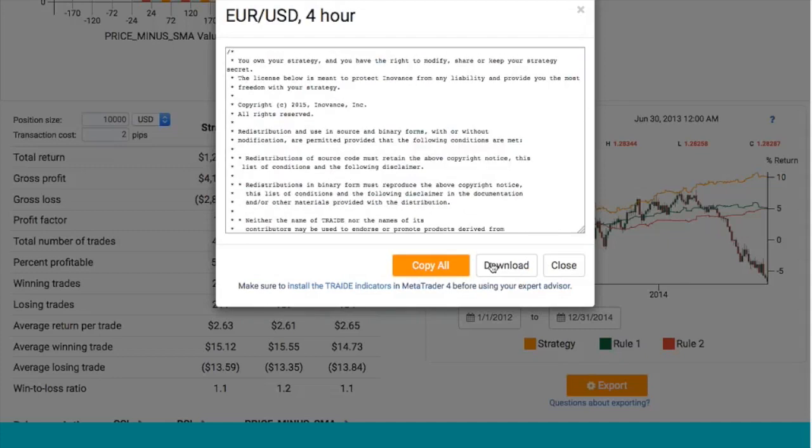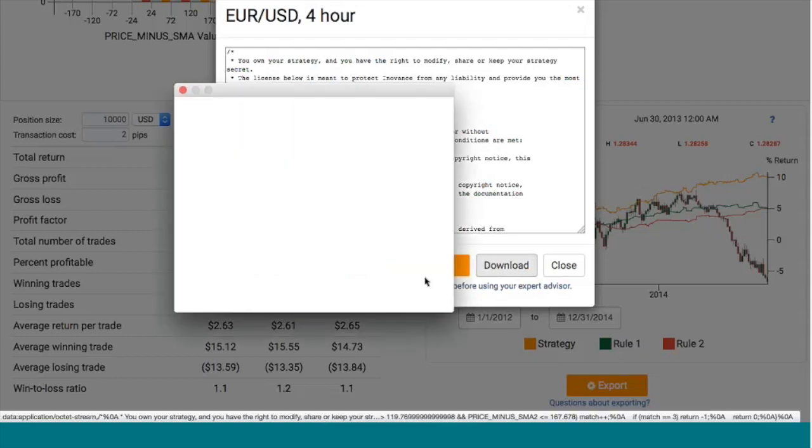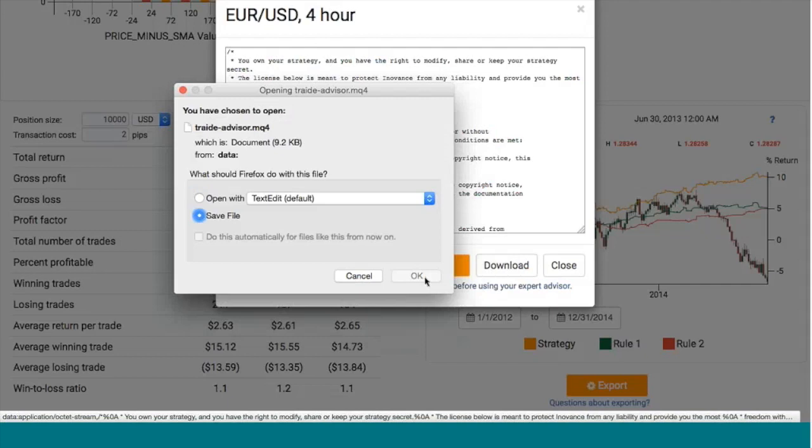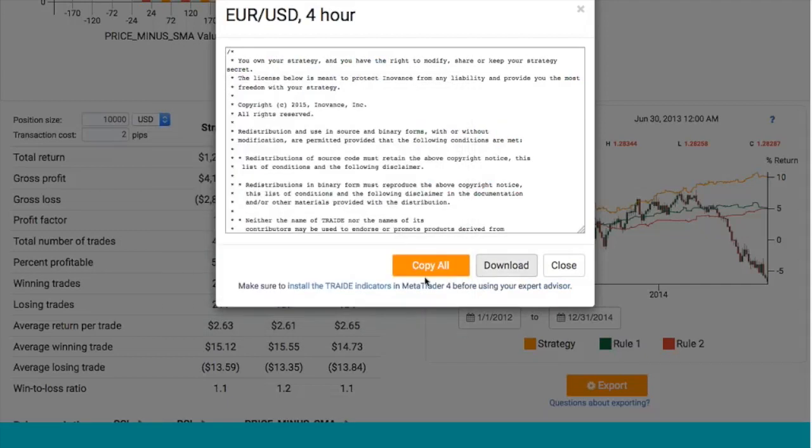So if I download that, then I can save it, and this is going to be a .mq4 file. One thing to note is that in order to make it as consistent as possible between Trade and MetaTrader, we obviously want to be using the same indicators. So before you run these EAs, we have to install a DLL import.